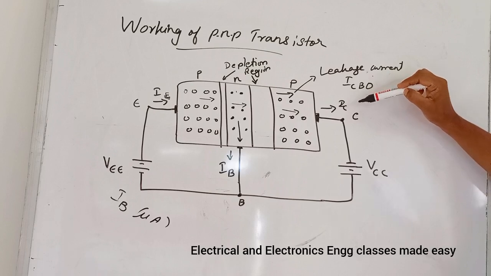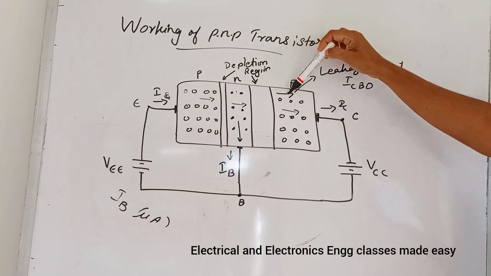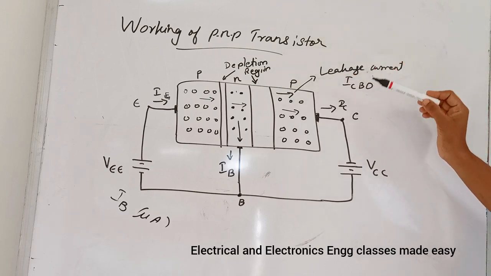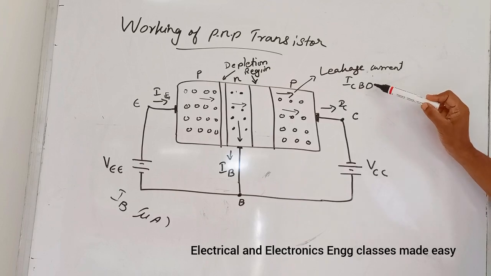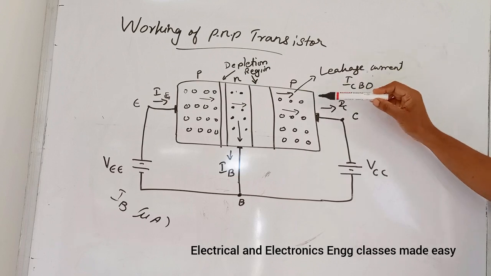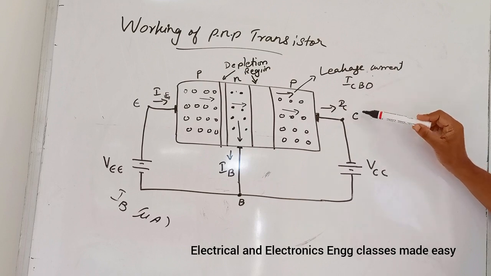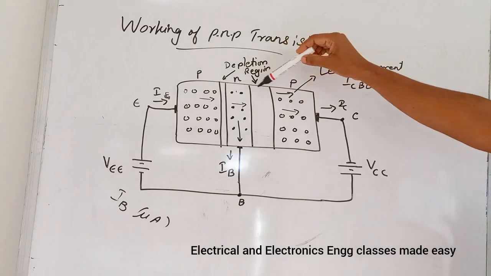And the collector current has also a second component of current, and this current is due to the minority carriers called the reverse saturation current, also called the leakage current ICBO. And this flows through the reverse biased collector diode. Hence, the collector current IC is the sum of leakage current and remaining emitter current.